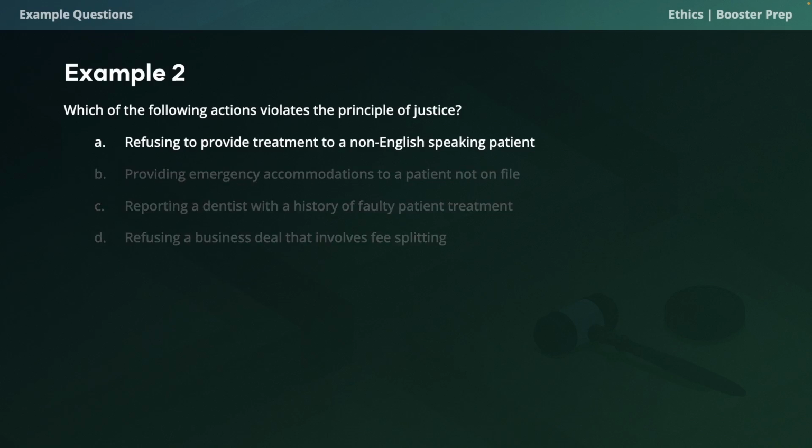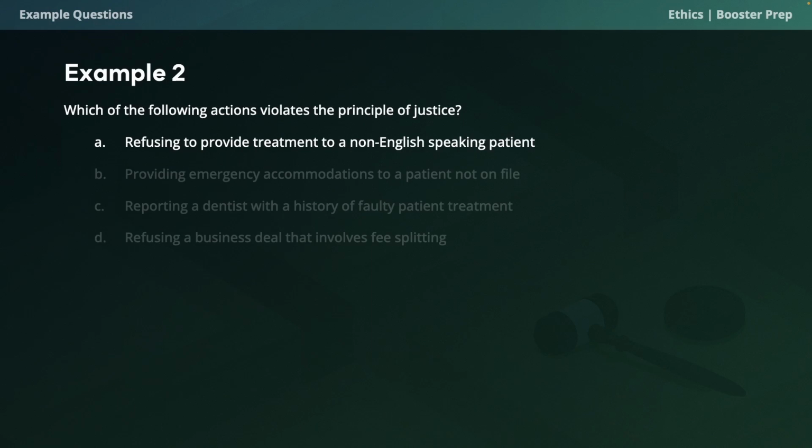The correct answer here is refusing to provide treatment to a non-English speaking patient. By denying service to a specific group of people, there is prejudice and bias in patient selection, which was a key concept of justice. But let's go through these other answer choices just to make sure. B. By providing emergency accommodations to a patient not on file, we actually are following the principle of justice. As a dentist, you should provide emergency accommodations even if the patient is not yours.